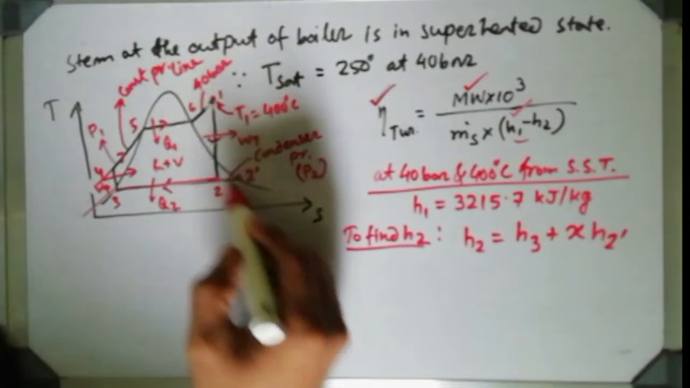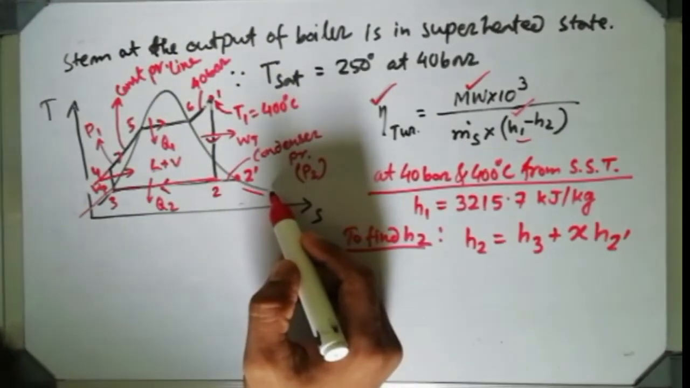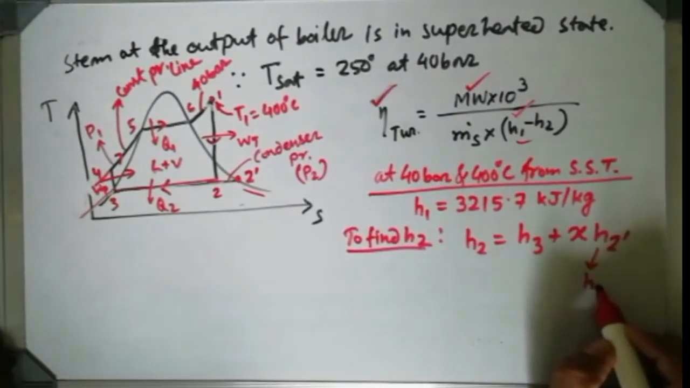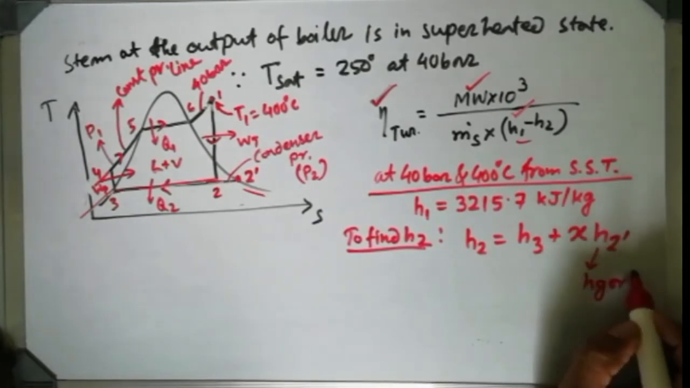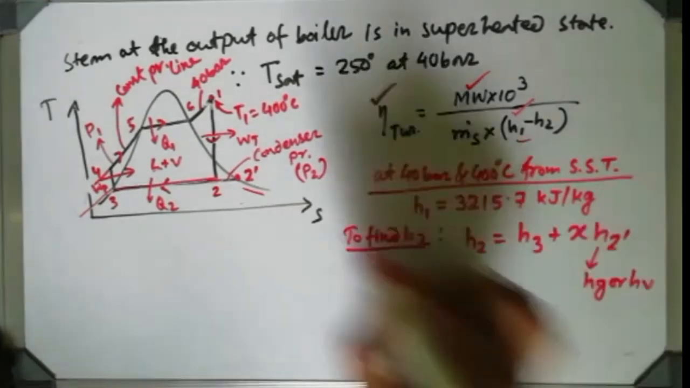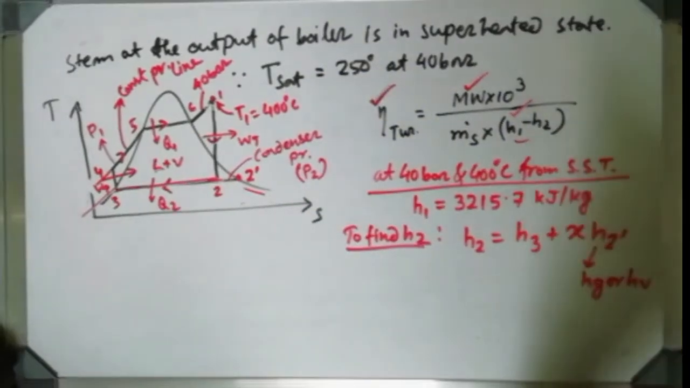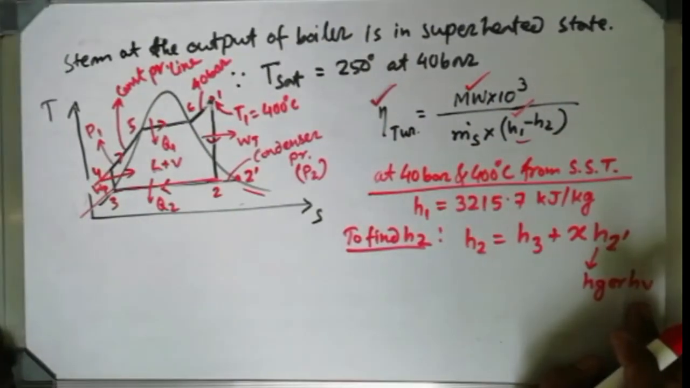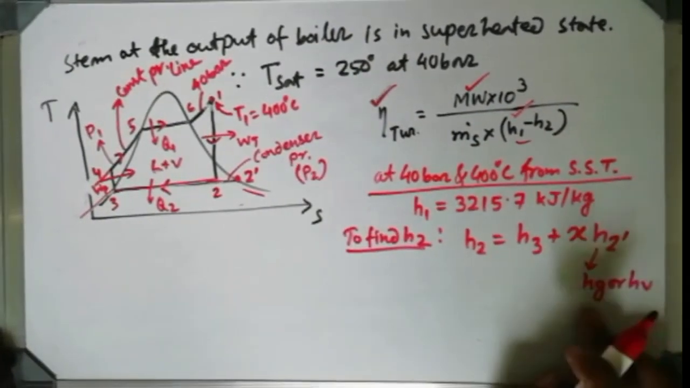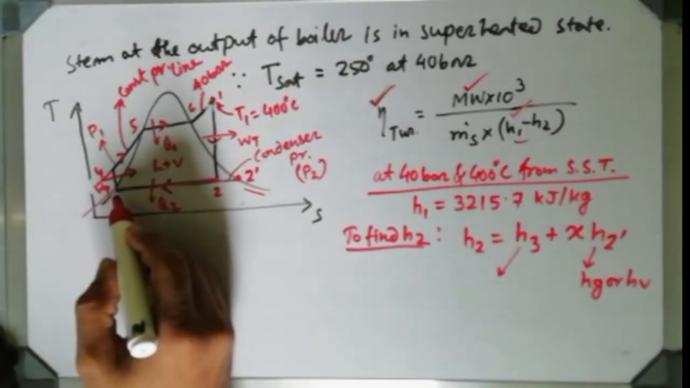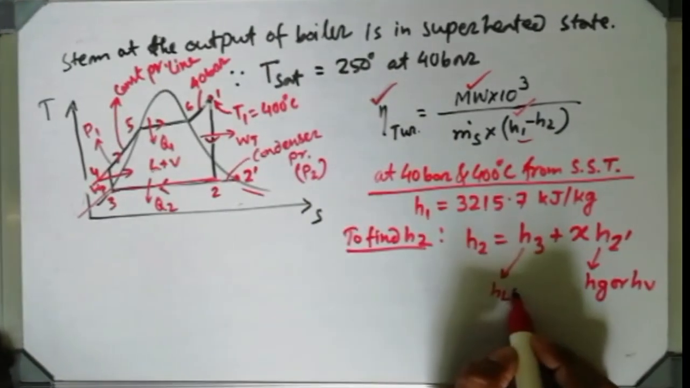H2 prime is lying on the vapor line, the dry saturated line. So in the steam table it will be expressed by HV, or rather say HG. HG or HV will be used. Both are the same. HG stands for enthalpy at the dry saturated line. HV stands for the same. But in the steam table that I have given you, HV will be there. In other steam tables you will find HG. And H3 means enthalpy at this point, that is HL or HF.